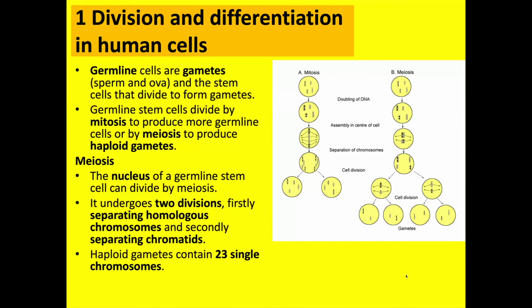Now, the second stage is one that we're a bit more familiar with, where we are going to be separating chromatids in a similar way to how we did that in National 5 and mitosis. So there are two divisions, firstly separating homologous chromosomes, and secondly, separating chromatids. And lastly, haploid gametes contain 23 single chromosomes. Now, our diploid cells had 23 pairs of chromosomes, or 23 homologous chromosomes, but the haploid gametes contain 23 single chromosomes. So just one from each pair compared to the diploid cell.